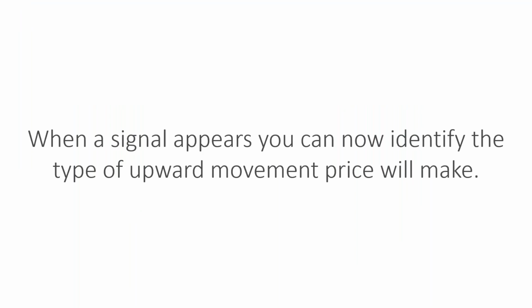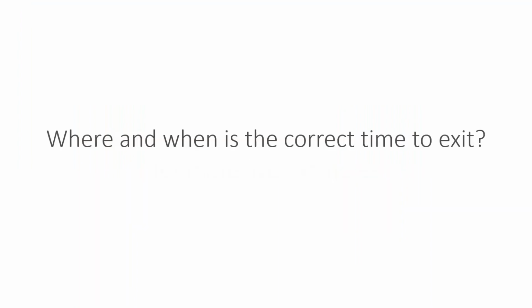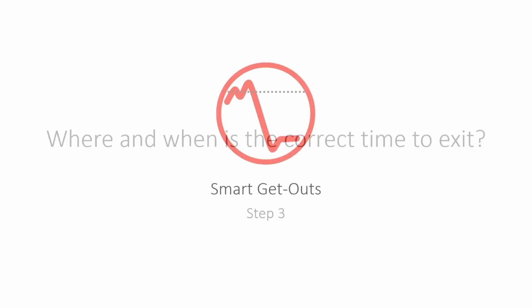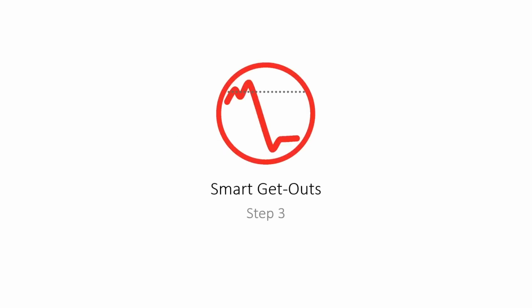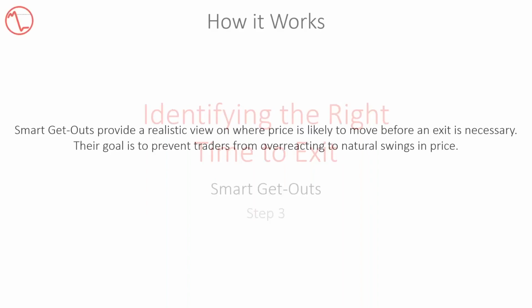So when a signal appears, you can now identify the type of upward movement price will make. But before we jump into Metastock for more live examples, we should also talk about where and when is the correct time to exit. Because as we talked about in the beginning, you don't actually make any money until you get out of the trade. Which brings us to Smart Get Outs, step 3. Identifying the right time to exit.